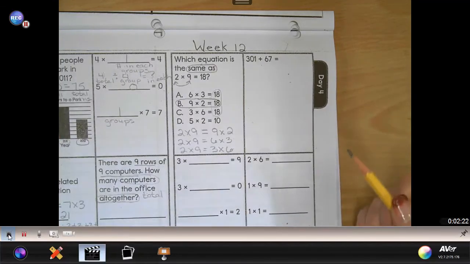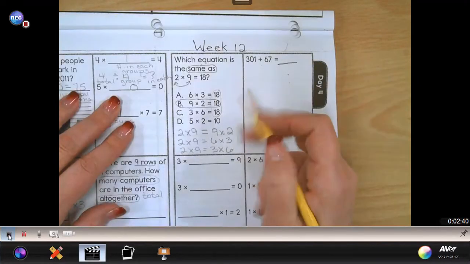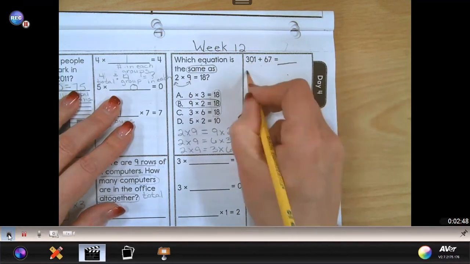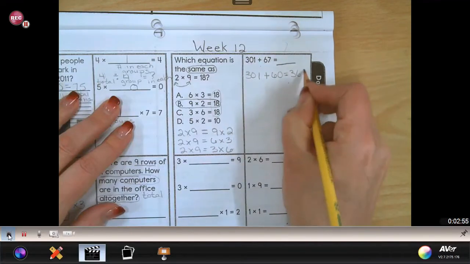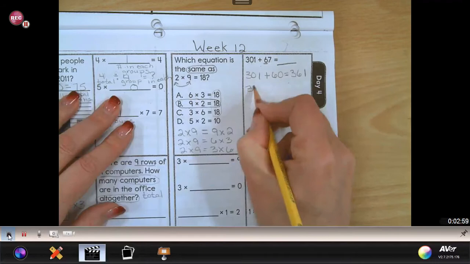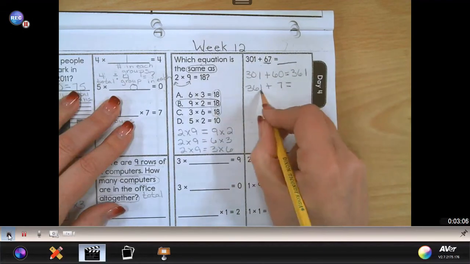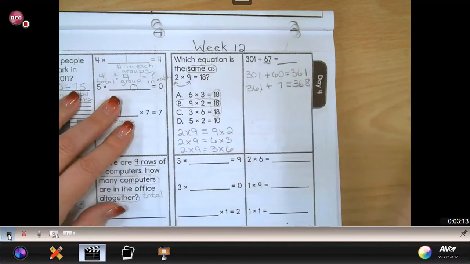Number 2 is asking you to add and find the sum. So if I said find the sum of 301 and 67, we would be looking for the total, or the sum here. We're looking for the total of these two addends put together. So we don't have any tens here, and we're adding 60 to these tens. So if I take 301 and add 60, that would give me 361. And then if I take my 361 and add on 7 more from this 7 here, then I would have to add 1 to 7, and 1 and 7 makes 8, and that would give me 368.